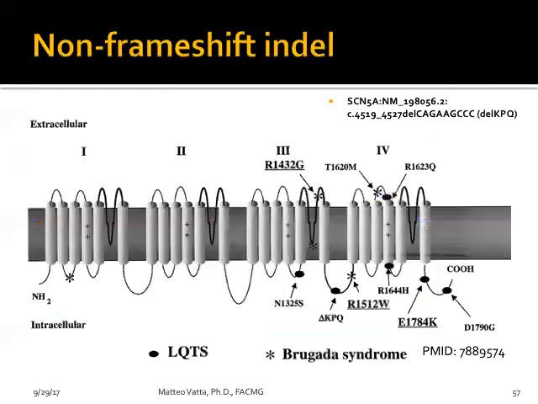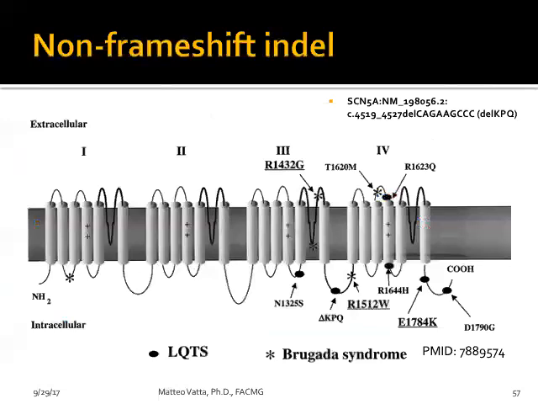Then we always have to be aware that there are some types of variants that may not have what we call a radical change, like truncating variants, such as in-frame or non-frameshift indels. They don't change the reading frame. However, they can be pathogenic, as we saw for Delta 508. This is another variant, in an ion channel, a sodium channel.